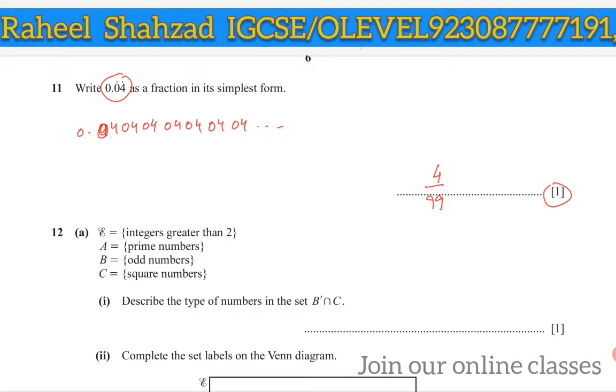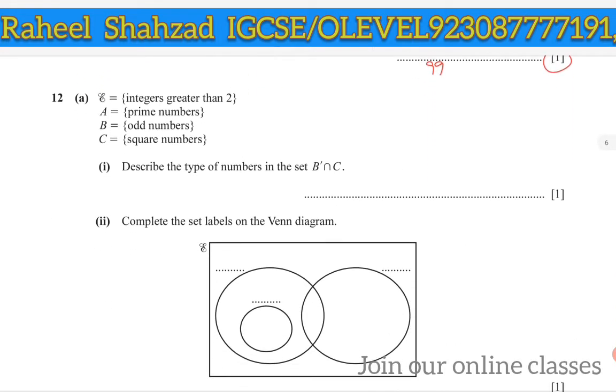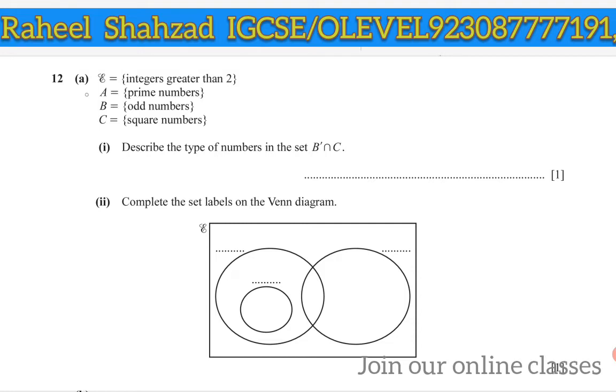Next part is a question from sets. So universal set is given as integers greater than 2. They are greater than 2 are 3, 4, 5, 6, 7 and so on. Prime numbers, so prime numbers are like 3, 5, 7, 11 and so on. Odd numbers, it's 3, 5, 7, 9, 11, 13 and so on. And square numbers are like 4, 9, 16, 25, 36 and so on.